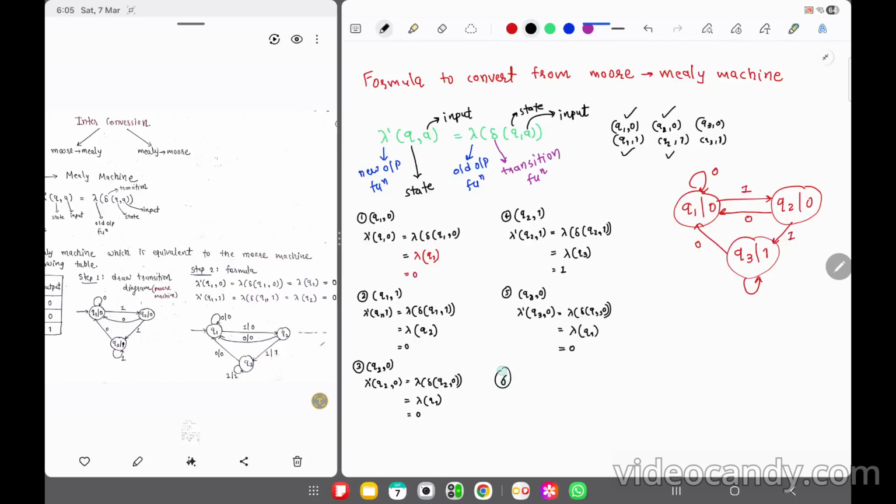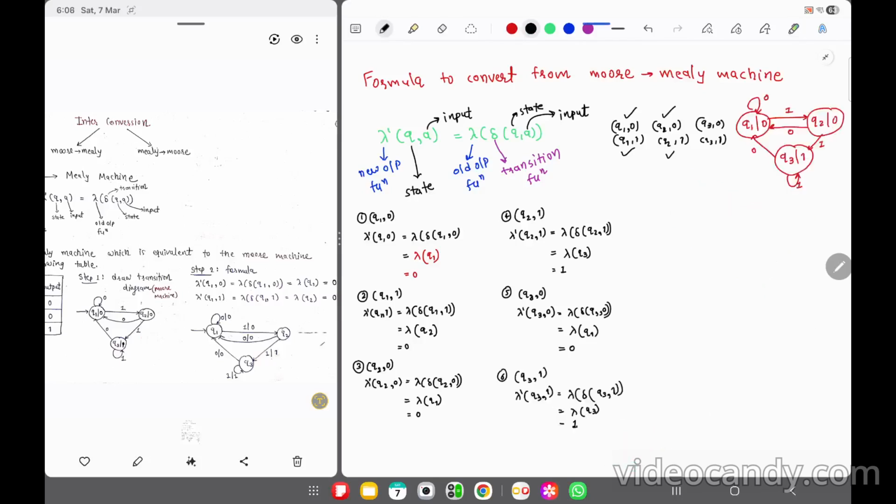Now we will check state Q3 for the input 1: λ'(Q3, 1) = λ(δ(Q3, 1)). From this diagram, if we give Q3 the input 1, we stay in state Q3 with the output 1. So we write Q3, and the output of Q3 is 1.